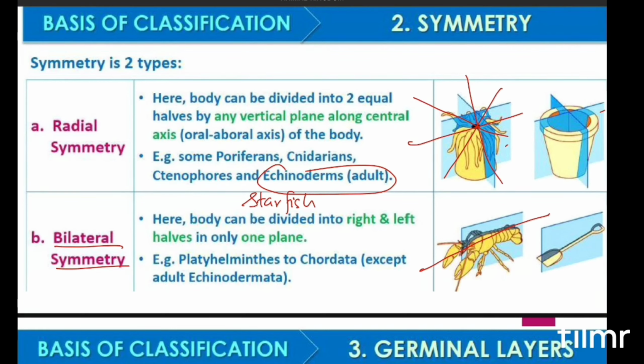Mostly Platyhelminthes to Chordata, all except adult echinodermata, are following bilateral symmetry. The lower organisms mostly follow the radial symmetry.